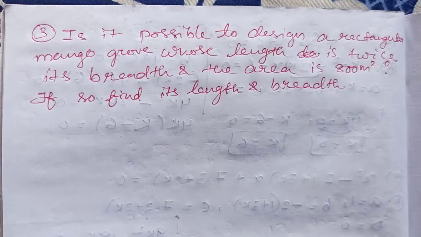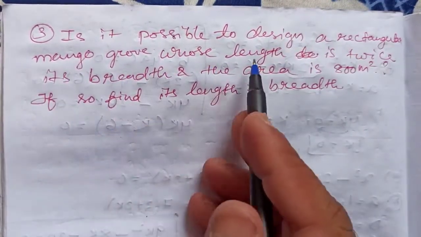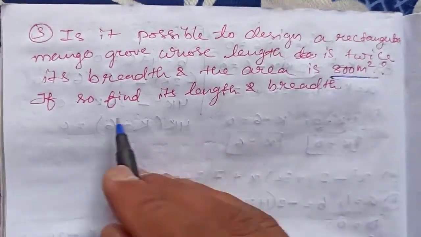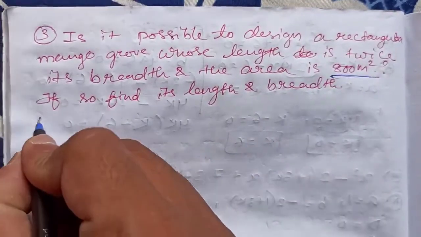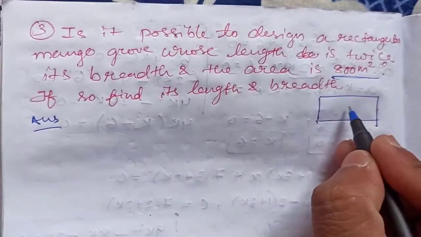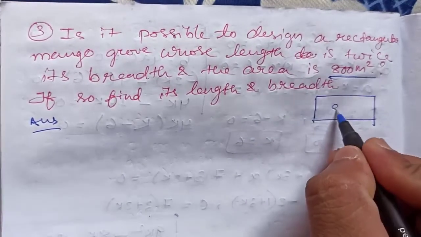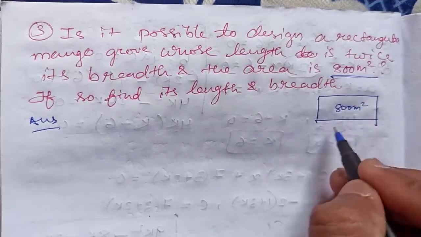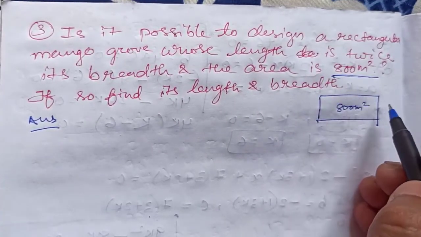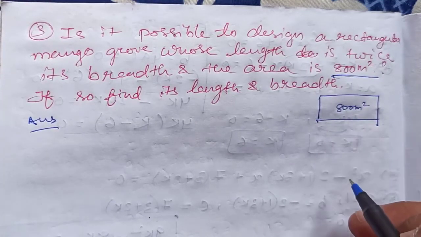In question number 3 it is given: is it possible to design a rectangular mango grove whose length is twice its breadth and the area is 800 meters square? If so, find its length and breadth. Mango grove here is treated as a box where we are keeping the mangoes. Its area is given as 800 meters square. We have to find the length and breadth, and whether it is possible to make a rectangular box whose area is 800 meter square.